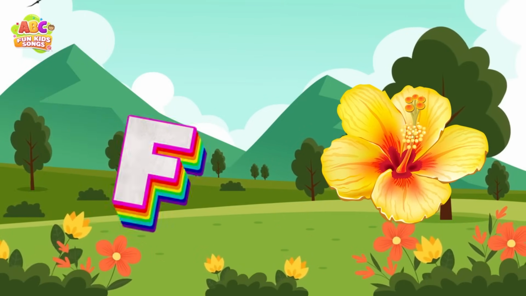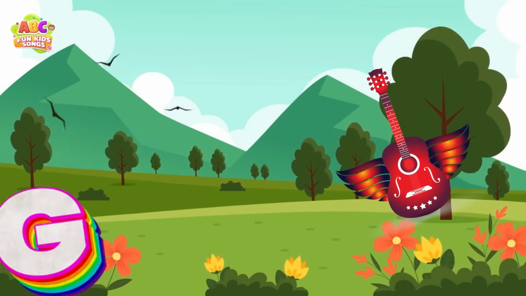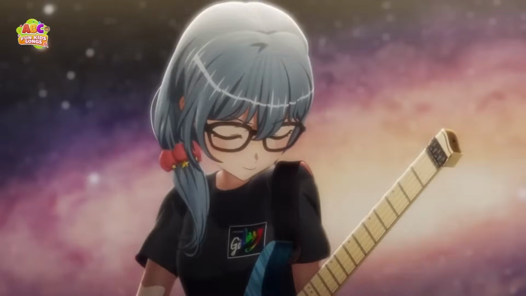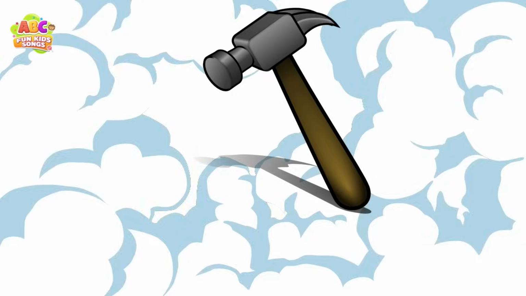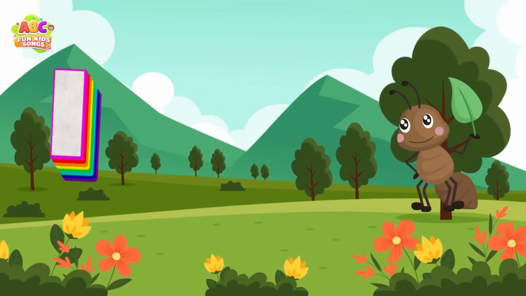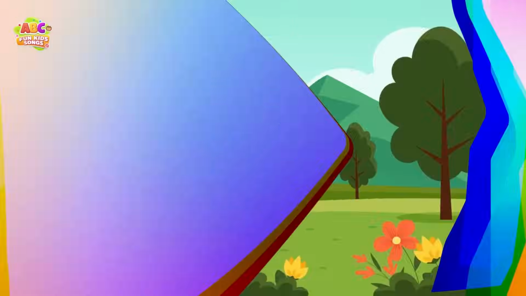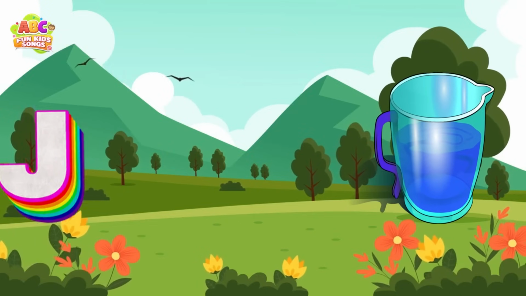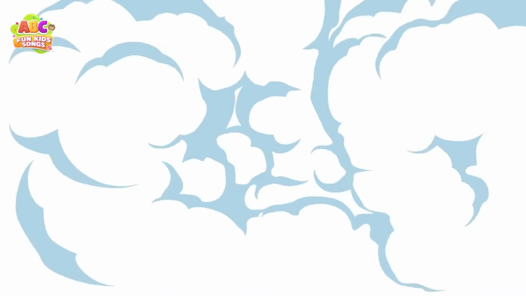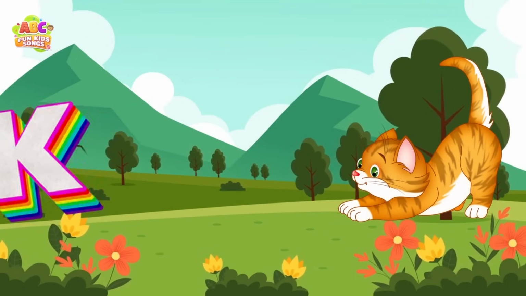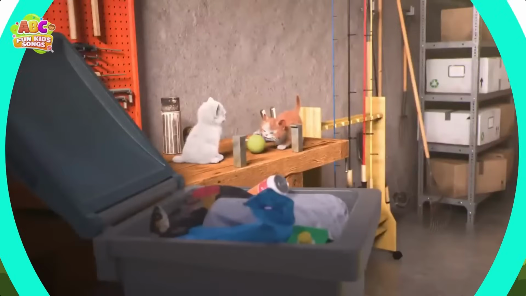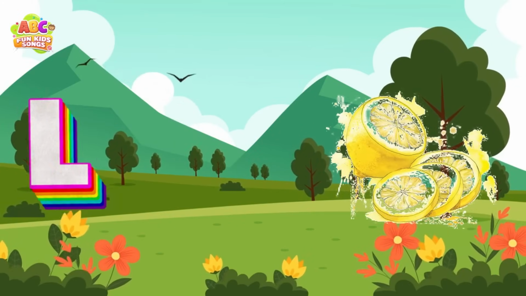F is for flower. G is for guitar. H is for hammer. I is for insect. J is for jug. K is for kitten. L is for lemon.